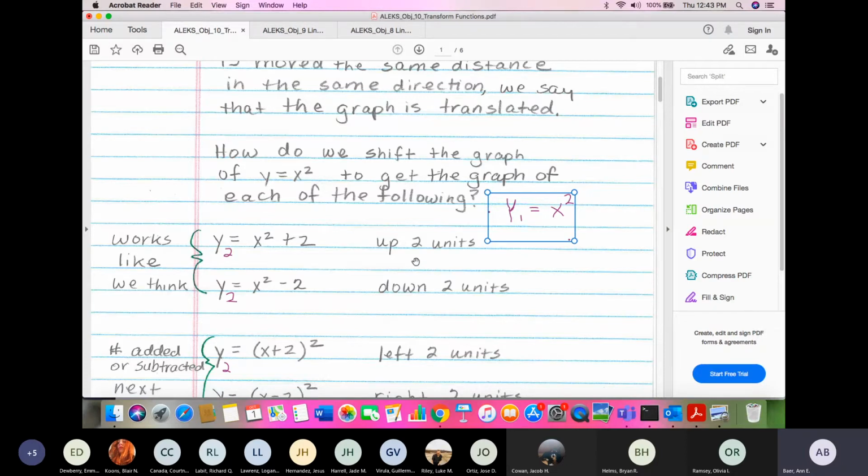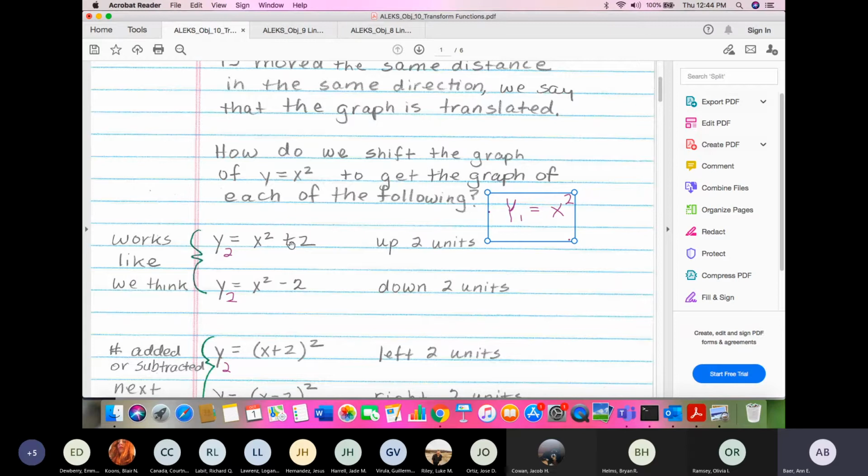And what happened this time? How can you move the parent? What can you do to the graph of the parent function to get the new graph? Where does it go? It's shifted down. Shifted down 2 units. Now that's kind of what you would expect, because what we're doing here is we're changing the y's. Y equals, right? We're changing the y's. So that's kind of what we expect.